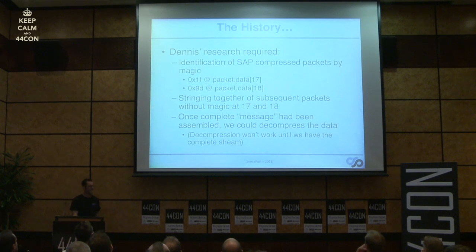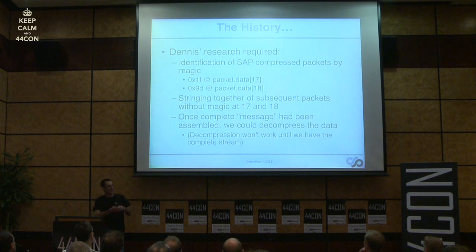So you had to identify SAP compressed data in Wireshark. For that, there's always a magic at packet data offset 17 and 18: 0x1f, 0x9d. That indicates that it's a compressed packet. What he'd do then is manually string all of these bits and pieces back together using a hex editor. You'd end up with a complete message, and then we could go along and decompress it.